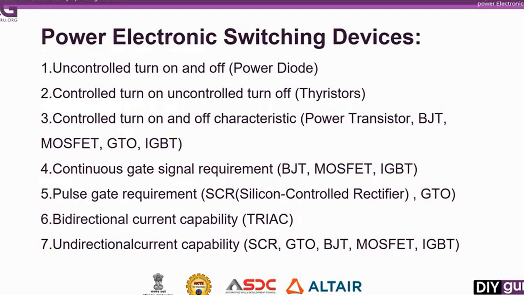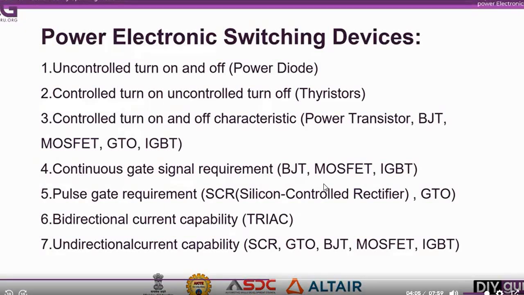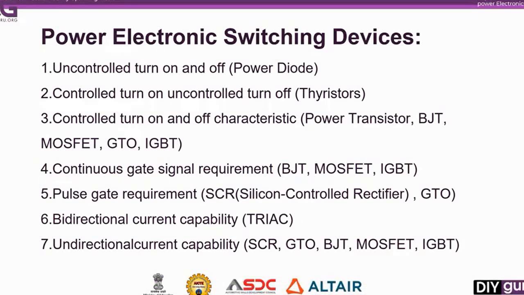Then the second one, we have semi-controlled devices. These semi-controlled devices can be turned on, but their turn off is not controlled. One of them is thyristors. Thyristors are semi-controlled devices. They can be turned on, but their turn off is not controlled. Turn off is achieved either naturally when the current decays to zero, or by forcing the current to deviate to another component. We will see how this is done, but for now just understand that thyristors are semi-controlled devices which can be turned on, but their turn off is not controlled.